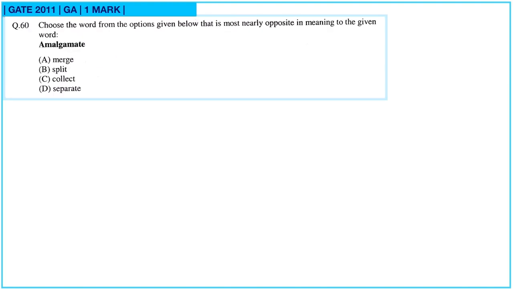Question number 60. Choose the word from the options given below that is the most nearly opposite in meaning to the given word. Amalgamate, that means to mix things or to join together to form a single thing. Merge has similar meaning, so it is synonym of amalgamate. Split here is the word opposite in meaning to amalgamate. So option B is correct.